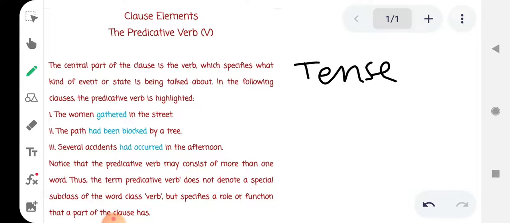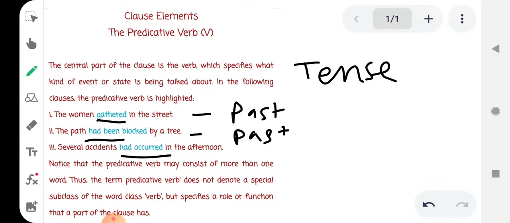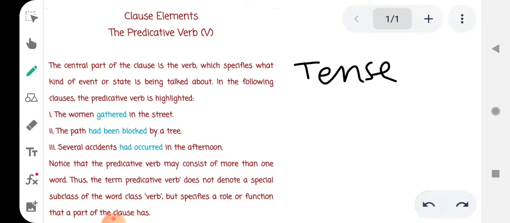Tense means which tense the sentence is in. The first sentence is in past tense. It indicates the past tense. The second also indicates the past tense. The third also is in the past. It tells the past action. Okay. So this is the principal function of the verb, to tell the tense of a sentence.